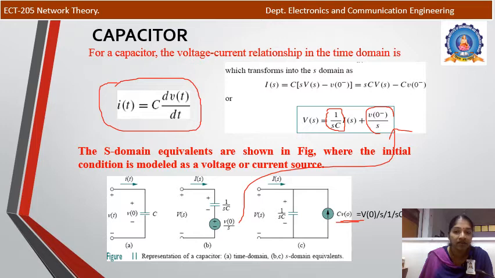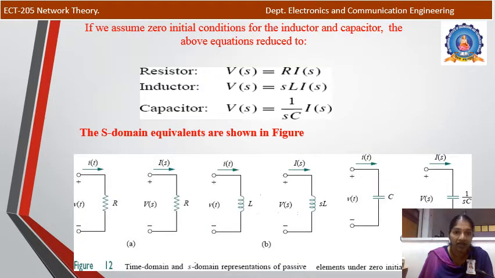So these are the changes when we are changing from time domain to S domain. The resistance will be unchanged, and the inductor will have a voltage value, S into L impedance, so V of S will be S into L into I of S, and the capacitor voltage will be 1 by SC into I of S. So the capacitive impedance will be 1 by SC. Okay, so these are the representations.